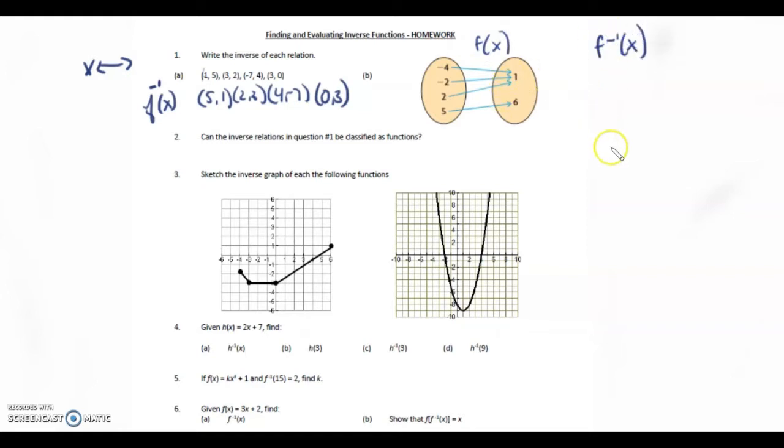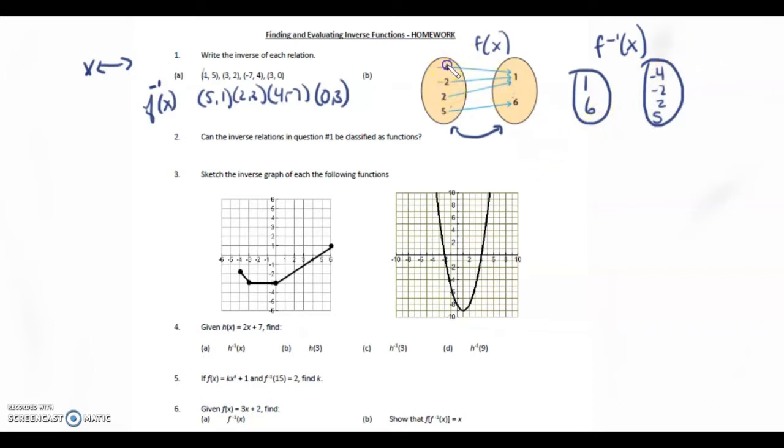If we want to do this in mapping as well, maybe I'll write the numbers first. We're going to switch the x and the y. So the domain becomes the range, and the range becomes the domain. So 1, 6 is now going to be the first oval in the mapping, and then negative 4, negative 2, 2, and 5. Okay, so our mapping's set up.